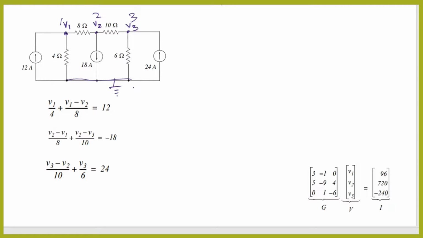Okay, so at first node, see here there is a current source entering. If you treat entering as negative, so minus 12 amperes plus V1 by 4 ohms and plus (V1 minus V2) divided by 8. So how many elements are connected to this node 1? 3 elements, 1, 2 and 3. So 3 terms will come in the equation, which is equal to 0. So this is your first equation.